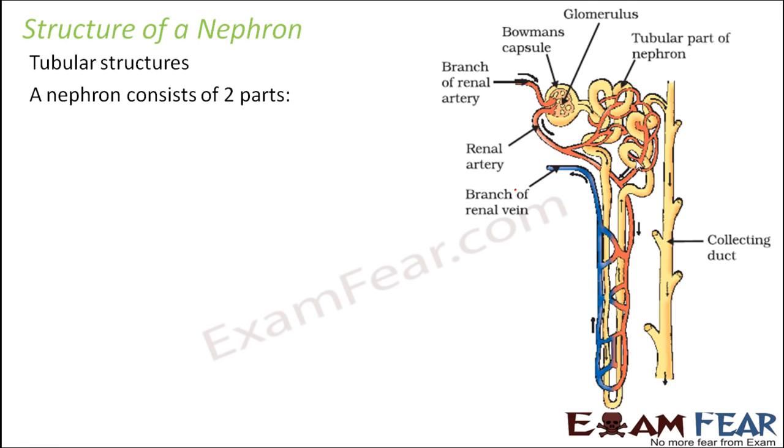Broadly, it has two parts. The first part is the glomerulus and the second part is the renal tubule. So glomerulus and renal tubule, these two parts together constitute the nephron. So where do we have the glomerulus?